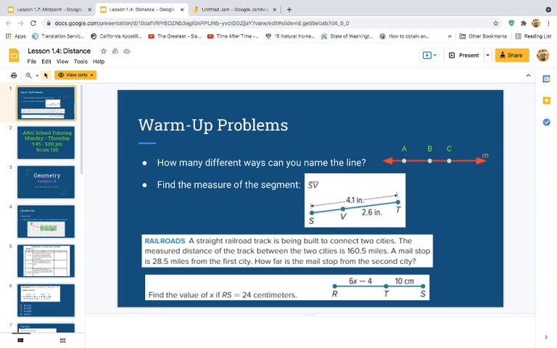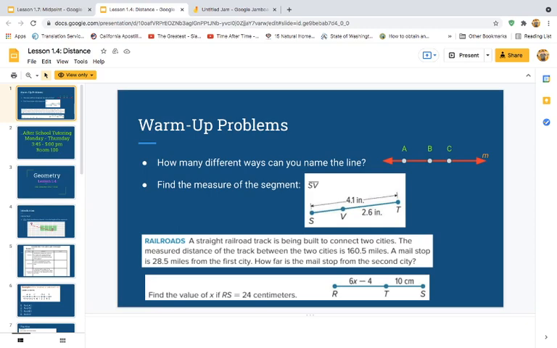So you and I both know intuitively that RT, this piece right here, plus TS, the second piece, when you add them together, is going to equal RS, the whole thing put together. So in this case, 24. So we know this plus this equals 24. Let's write that out algebraically.